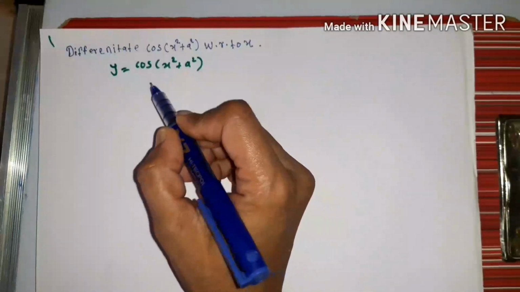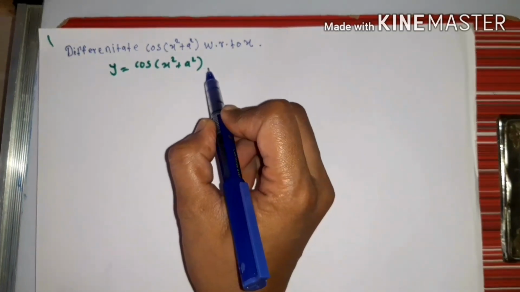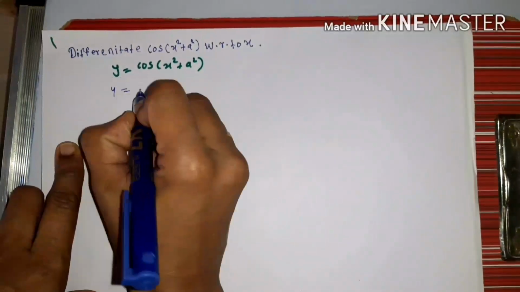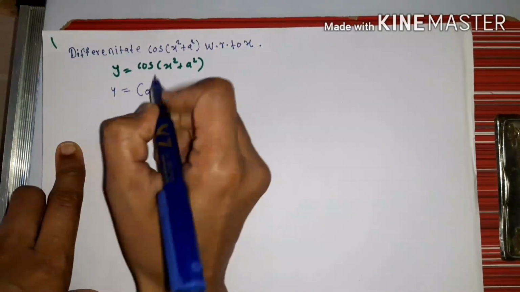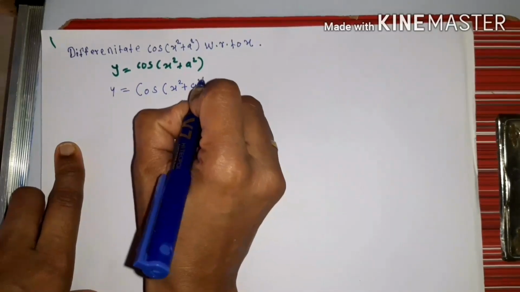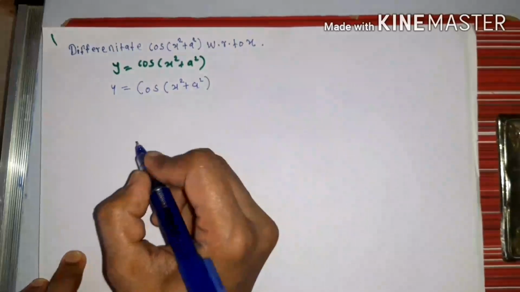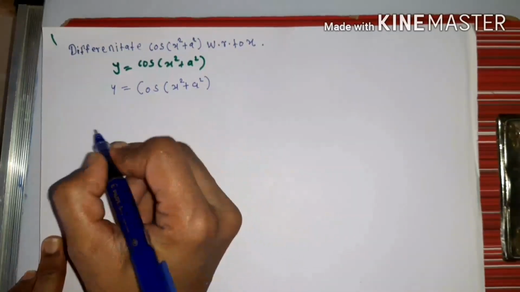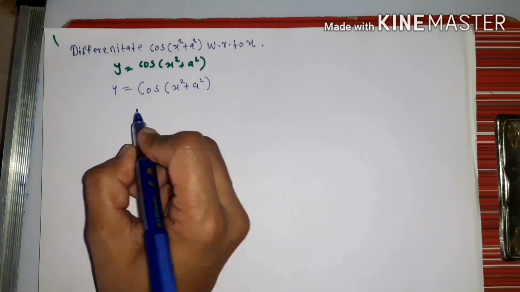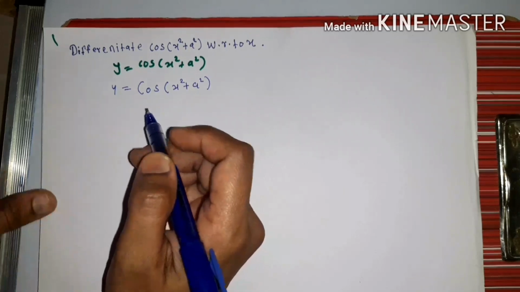y equal to cos of x square plus a square. Let y equal to cos of x square plus a square. Now by using chain rule, by the first method, I will explain the problem, and then by using the second method I will also explain the problem.